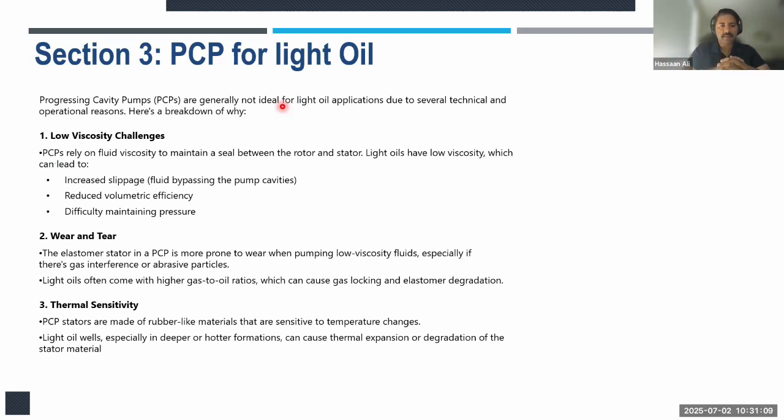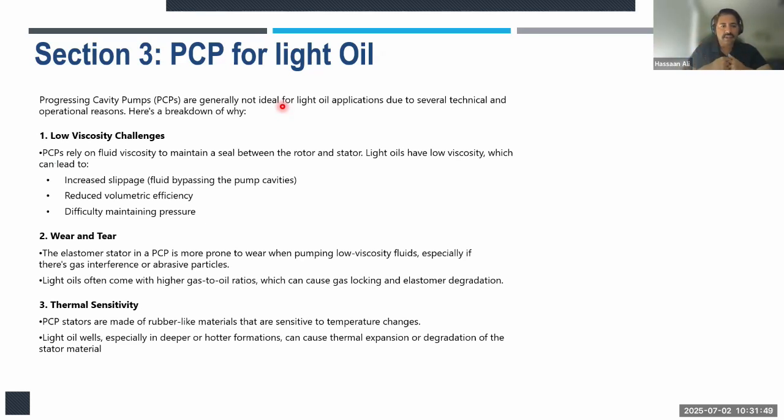Then similarly, in light oil applications, the wear and tear of the PCPs increases because higher viscosity oil, which is not present in the case of a light oil, is needed to lubricate properly. It will provide less lubricity. And the last is that usually light oil comes with a high GOR, that is high gas to oil ratios, which can result in gas locking and elastomer degradation because you are just not getting enough fluid to cool that elastomer. It is generating a lot of heat, and it is finding it very difficult to dissipate that heat.